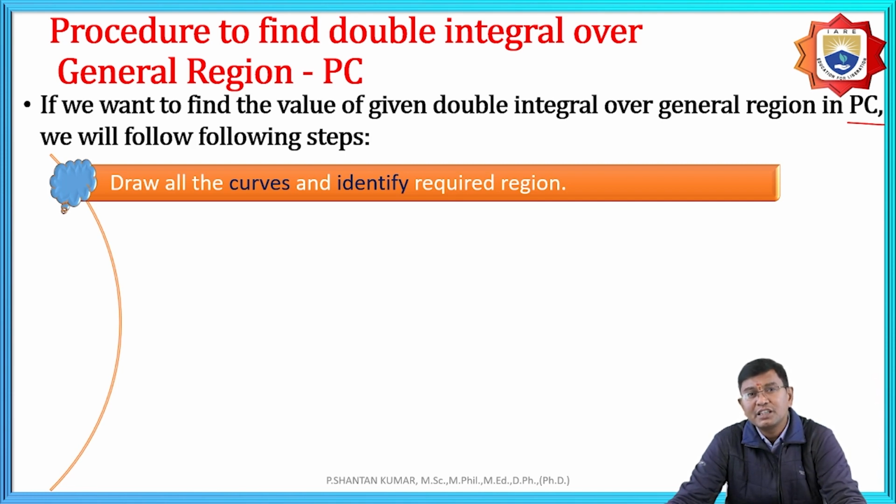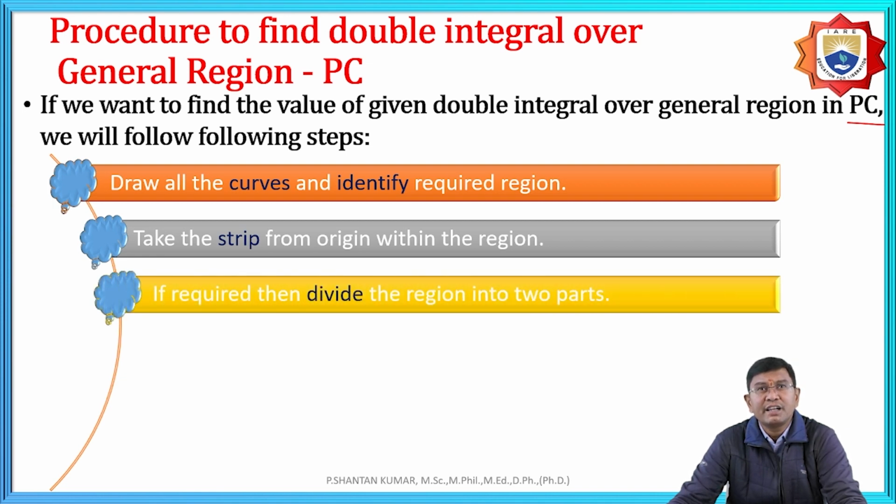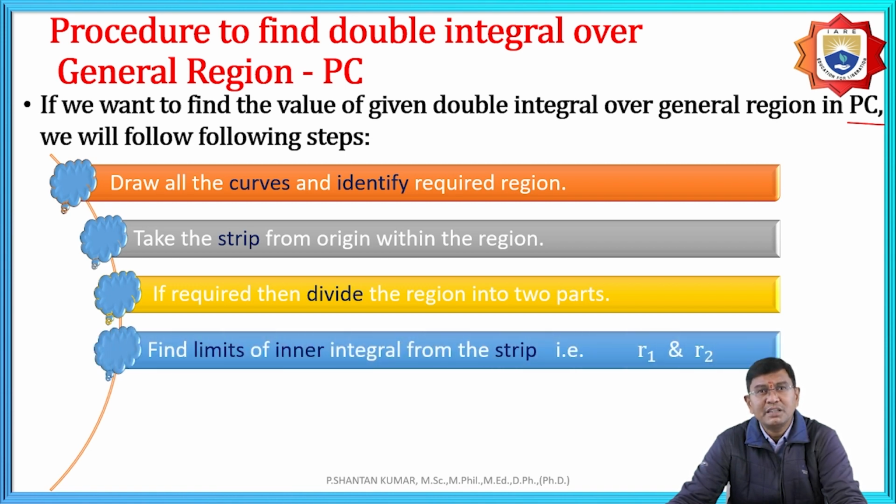It is the same as in Cartesian coordinates. First of all, we need to draw the diagram based on the polar coordinates (r, theta). Take the strip from the origin through the region. Wherever it starts, that is the origin, we take the strip. If required, divide the region, since sometimes it is made of two regions. Then find the limits of the inner integral from the strip, that is r1 and r2.